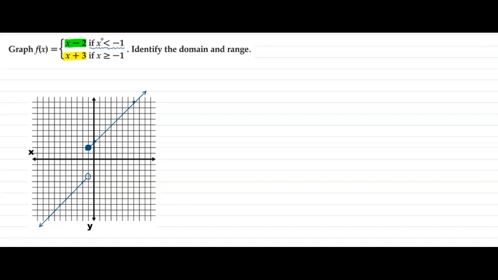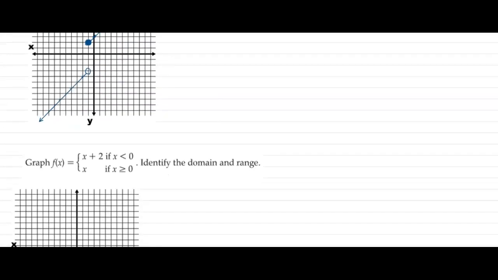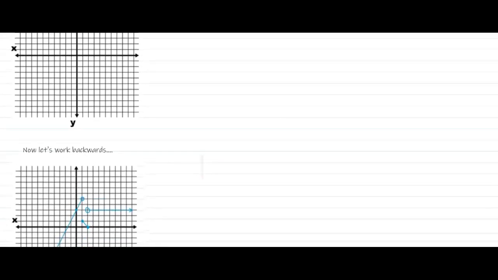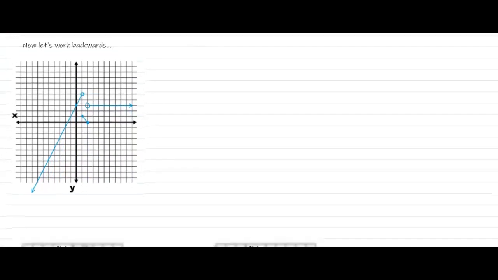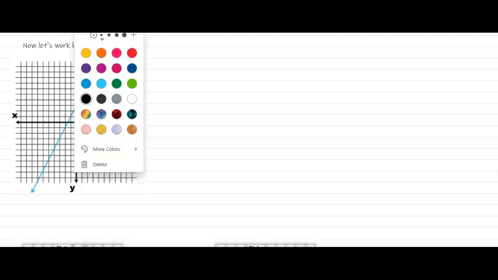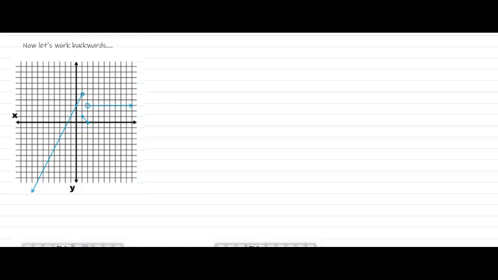This is not the only way to graph a piecewise function. And in class with your teacher, we will be doing other ways to graph a piecewise function. Let's work backwards. Now we have a picture and we want to write what that function was that created this graph. So we know we can say f of x equals, but it's not just one line, it's going to be 3 different lines. So we put this bracket in place.